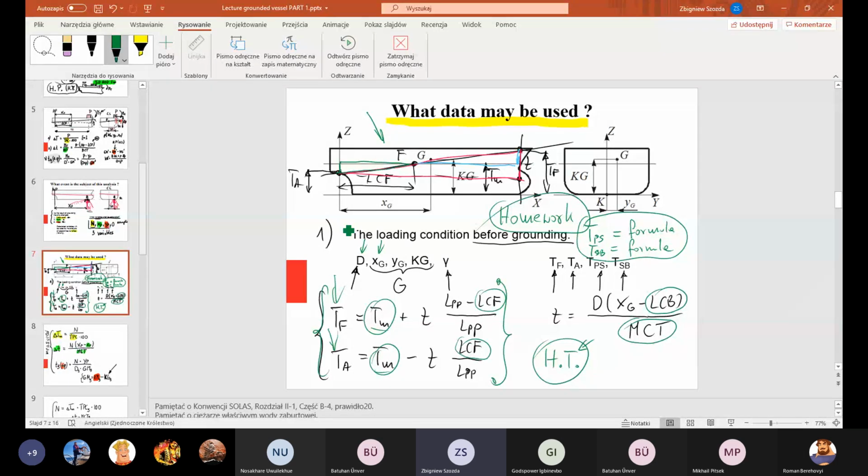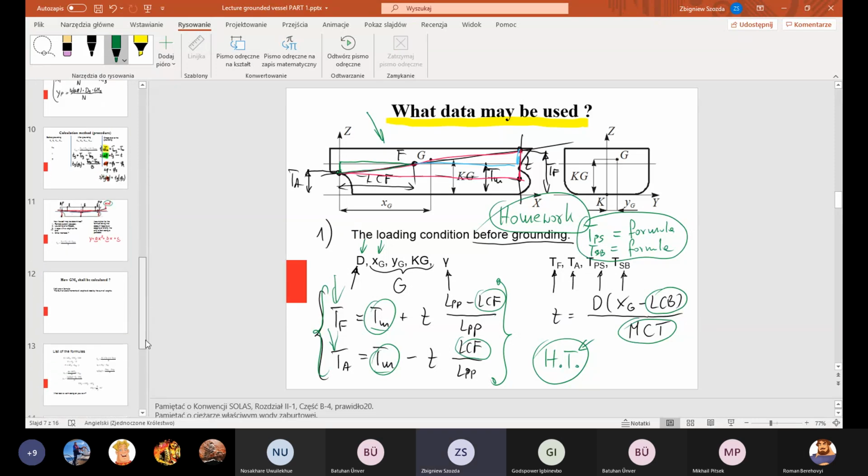Nevertheless, it is possible to calculate drafts, aft, fore, port side and starboard side, if you know the loading condition before grounding. If you know the loading condition before grounding, for sure it is possible to calculate. There are 7 minutes ahead of us, and a lot of different slides.